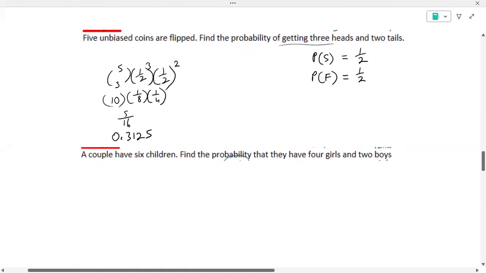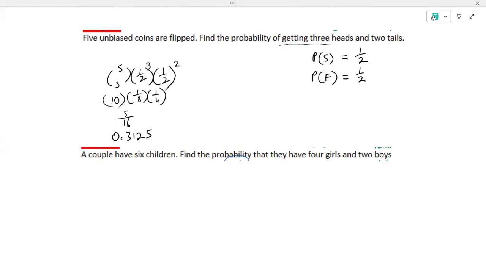A couple have 6 children. Find the probability that they have 4 girls and 2 boys. Now, this is a Bernoulli trial because, again, if it's not a girl, it's a boy. If it's not a boy, it's a girl. There's only 2 choices. Bernoulli trials are when you only have 2 choices. So this is exactly 2 choices here. It's a Bernoulli trial, and if it's a Bernoulli trial, then we can use the binomial distribution.